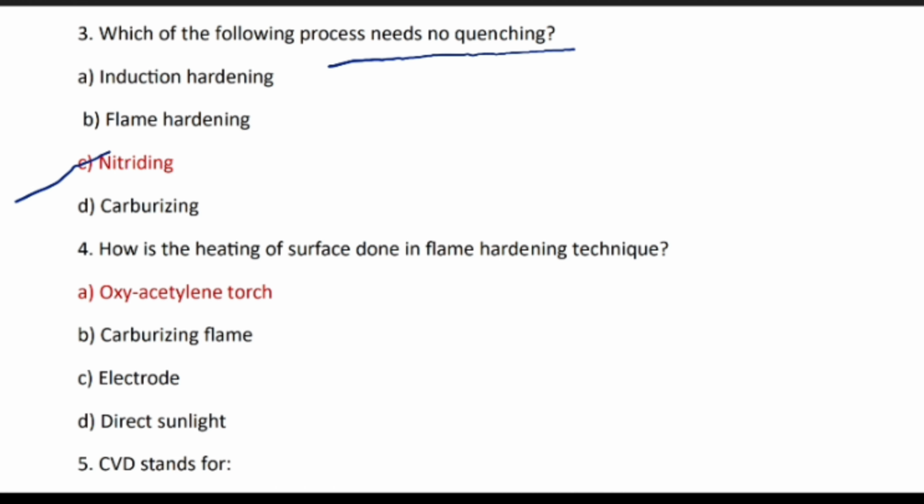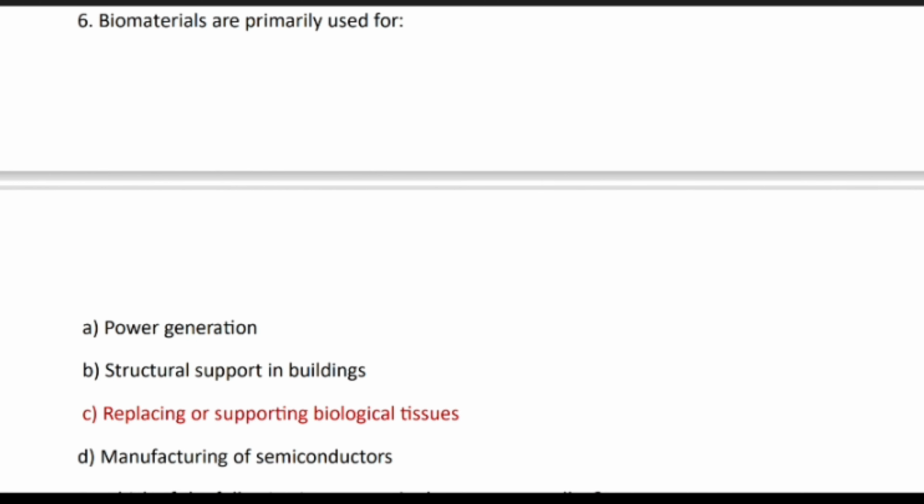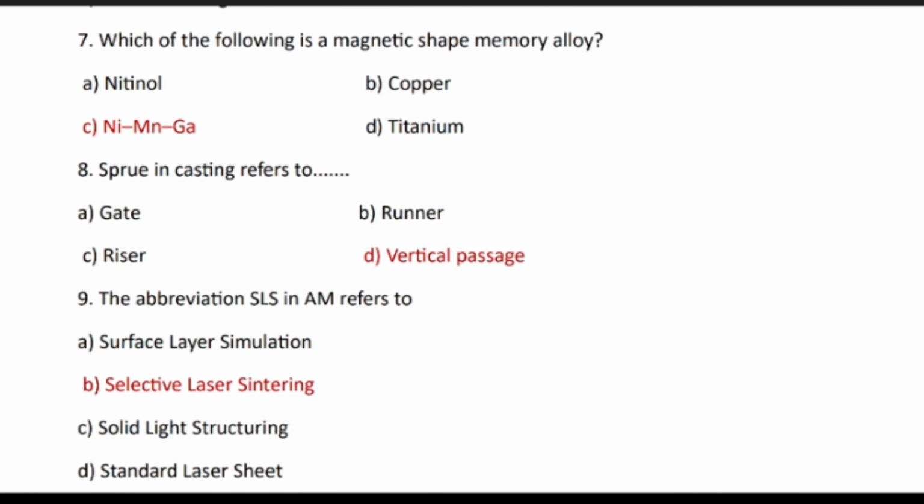Next, how is heating of the surface done in flame hardening techniques? Option A, oxyacetylene torch. And the fifth one, CVD stands for chemical vapor deposition. Option A will be the answer. And next question: biomaterials are primarily used for option C, replacing or supporting biological tissue. And next, which of the following is a magnetic shape memory alloy? NiMnGa. Option C will be the answer for this.